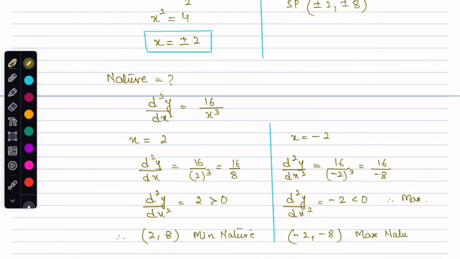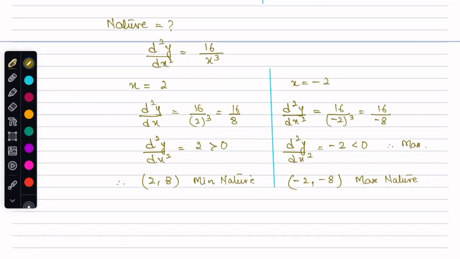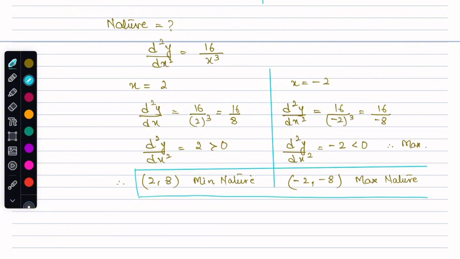So this is how I will be identifying the nature of each stationary point here. So this is how useful the second derivative is to find the nature of the stationary points.